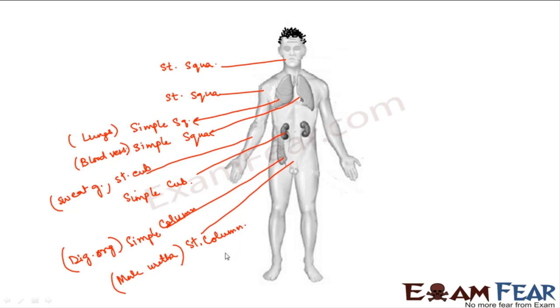So these are some of the different types of epithelium present in our different body parts. I hope with this you have understood what epithelial tissue is, what functions it performs, why we have epithelial tissue at all, and the different types of epithelial tissue. So with this we will end our discussion on epithelial tissue, and we will start with the next type of tissue, that is connective tissue.